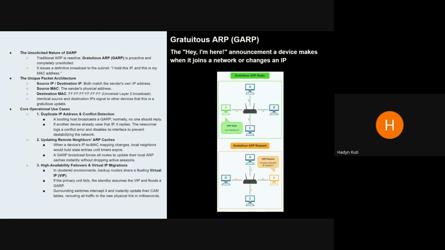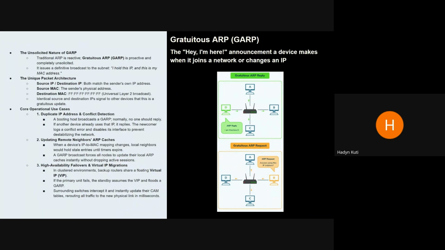Then we have gratuitous ARP, or GARP. The unsolicited nature of GARP. Traditional ARP is reactive, while gratuitous ARP is proactive and completely unsolicited. It issues a definitive broadcast to the subnet, saying, I hold this IP and this is my MAC address. The unique packet architecture: both the source IP and destination IP match the sender's own IP address. The source MAC address is the sender's physical address, and the destination MAC address is the universal layer 2 broadcast. These identical source and destination IPs signal to other devices that this is a gratuitous update.